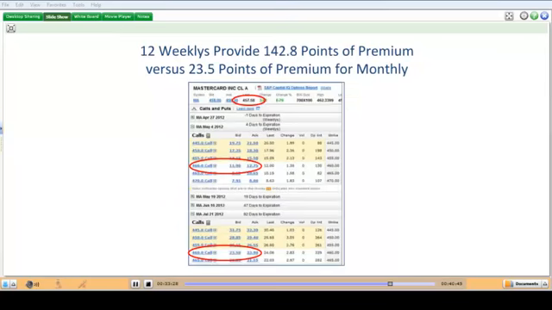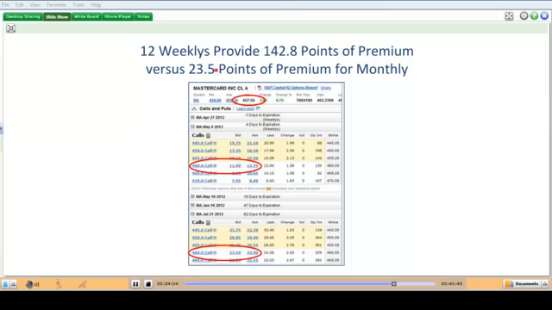Here's the weekly call, the 460 call trading at 11.90, and here's a monthly option that expires in 82 days. So you get to sell 12 of these weekly calls over the same period of time, but with the weekly calls you're going to collect 142 points of premium versus 23.50 for the monthly premium over the same period. That's why selling this weekly option premium is so lucrative, because you collect a lot more premium compared to monthly options.